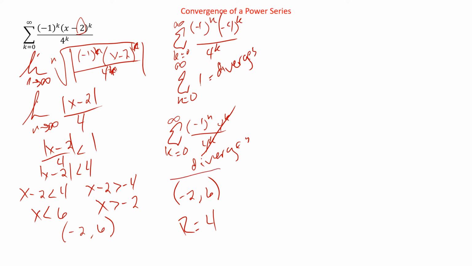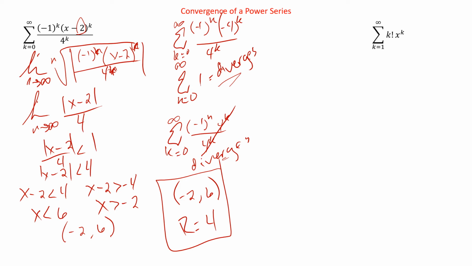And that, again, would not have changed if it had converged at one of the endpoints or both of the endpoints. The radius would still be 4. The endpoint behavior does not make a difference on that. All right, let's look at another one.